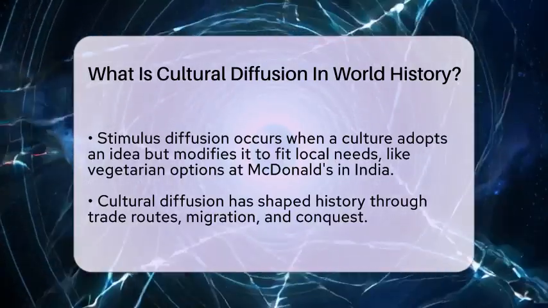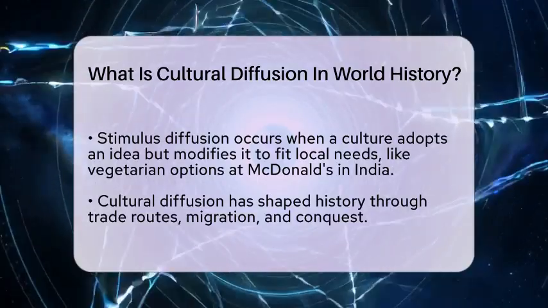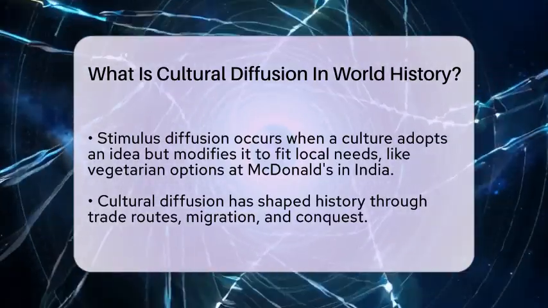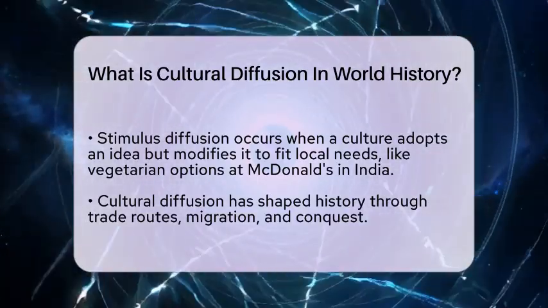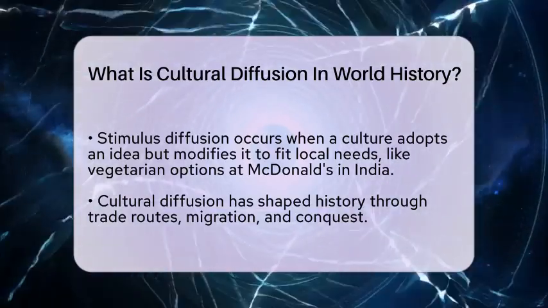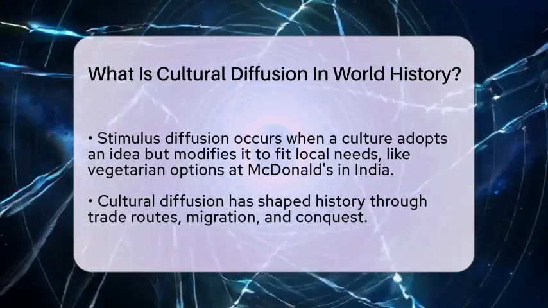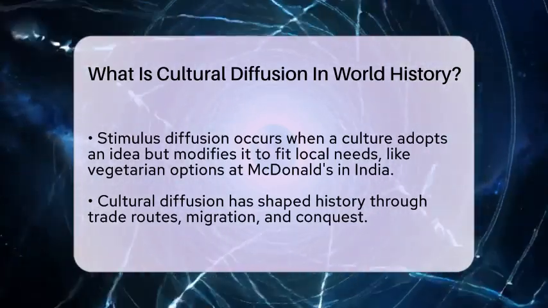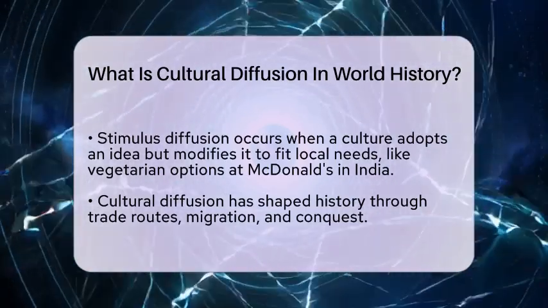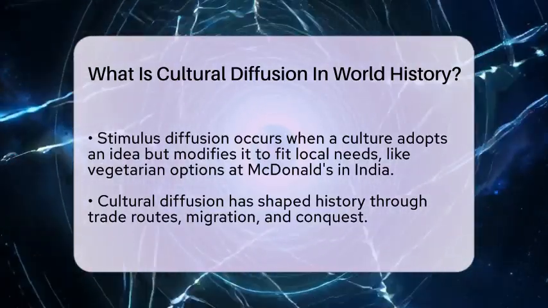Cultural diffusion can happen through trade routes, migration, or even war and conquest. Trade routes like the Silk Road connected distant societies, allowing goods and ideas to flow. When groups of people migrate, they carry their culture with them, influencing new regions. Sometimes, war or conquest forces cultural change as one society imposes its practices on another.